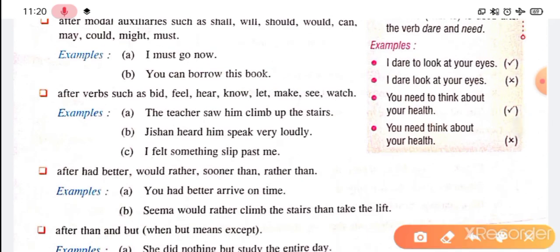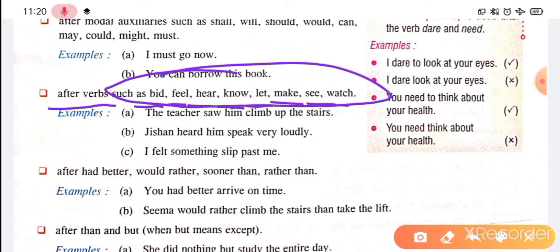Next, after verbs such as bid, feel, hear, know, let, make, see, and watch, we use the bare infinitive. These verbs we have to learn, guys. The teacher saw him. The teacher saw him climb the stairs.